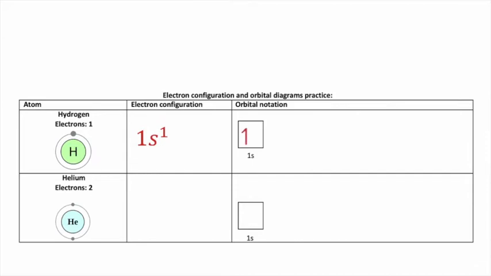in the 1s orbital. Now let's take a look at helium, where we have 2 electrons. Both of these are going to be in 1s, but because of Pauli exclusion, they have to have different spins. We're going to write our electron configuration as 1s², but when we do our orbital notation, we will have 1 up arrow and 1 down arrow in that 1s box. So we've just finished our first row of the periodic table.